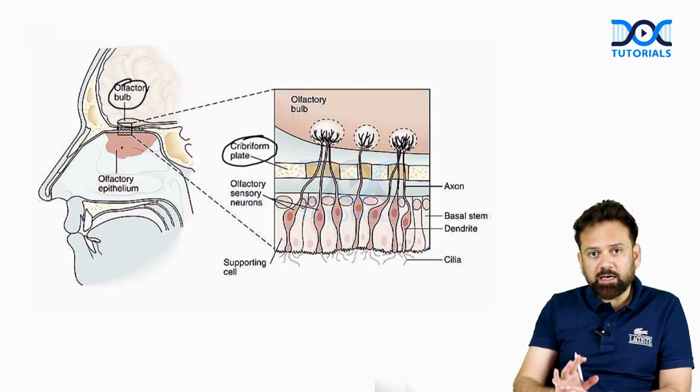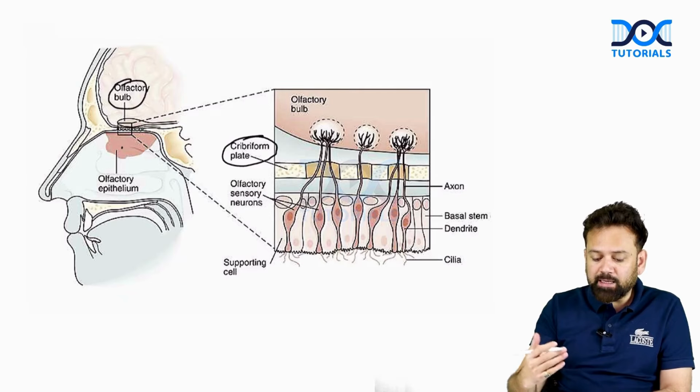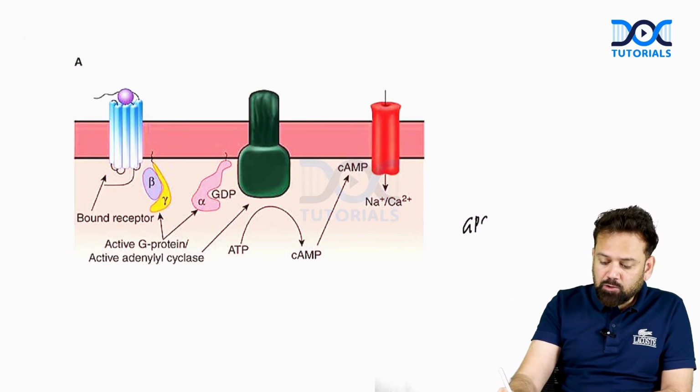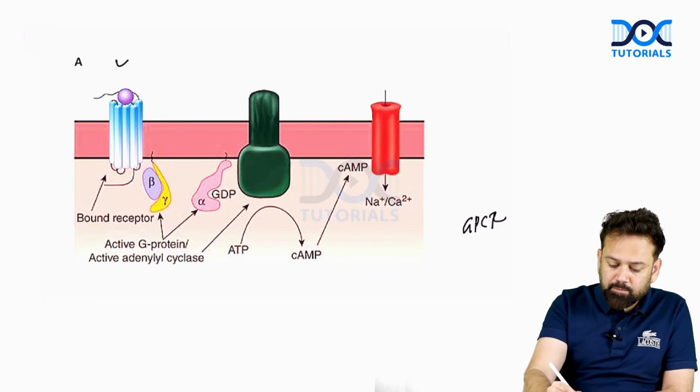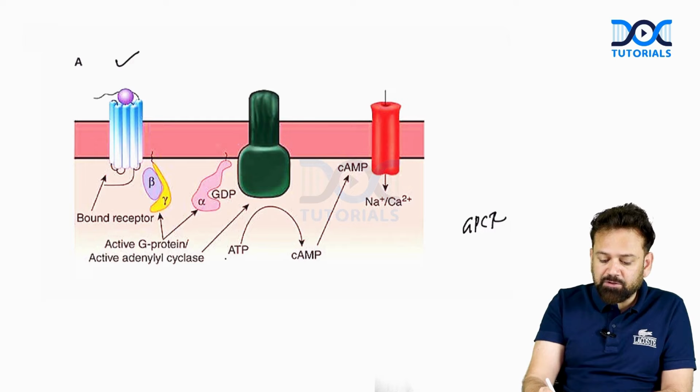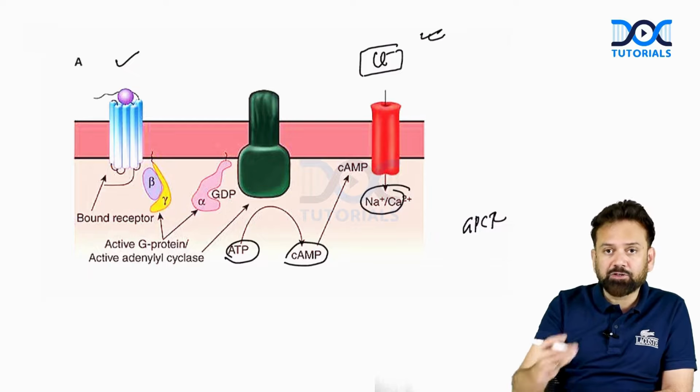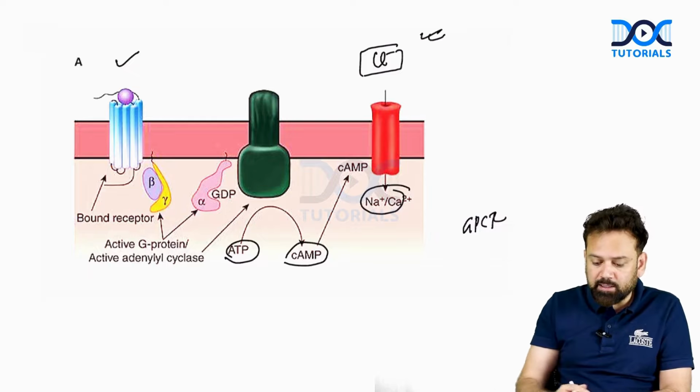So by seeing this diagram, you can remember how olfactory cells are working. Now, all odorants act on G protein coupled receptors. So whenever some odorant comes, alpha will dissociate with GTP and it will convert ATP into cyclic AMP. It will cause influx of calcium and outflux of chloride. This chloride will cause activation of smell. Now, this was about smell.